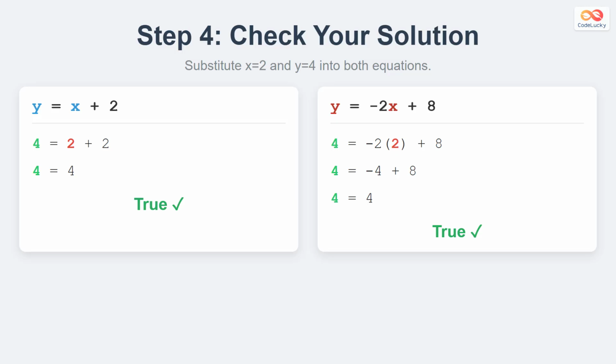The final and most important step is to check our work. We substitute x equals 2 and y equals 4 back into both of our original equations. For the first equation, 4 equals 2 plus 2, which is true. For the second, 4 equals negative 2 times 2 plus 8, which is also true. Since the point works for both, we know our solution is correct.